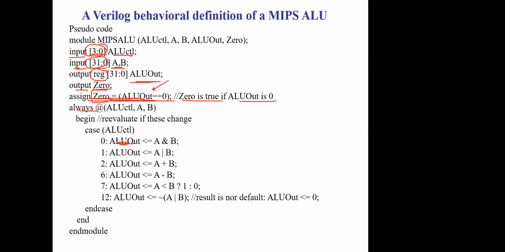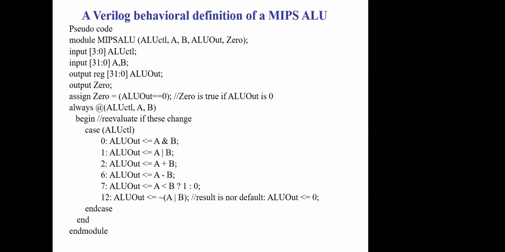And then I will have the always block. Begin, I have to have a case. If ALU control is equal to 0, please do the AND, A and B. If it is equal to 1, do the OR, A or B. If it is 2, do the addition. If it is 6, do subtraction, and so on and so forth.